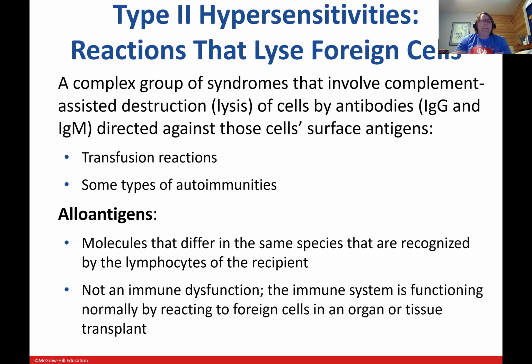And so alloantigens are molecules that differ in the same species but are recognized by the lymphocytes of the recipient. So this is the case where you have something injected, like blood, into the host that is recognized by the immune system as not self. So this is actually not really an immune dysfunction. The immune system is doing what it's supposed to do, but it's fighting with something that we have decided is a medical necessity, like a blood transfusion or an organ transplant.